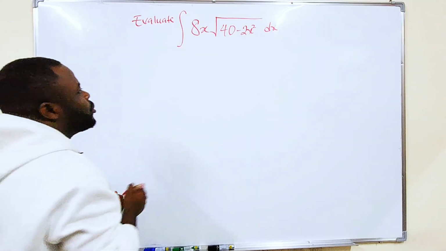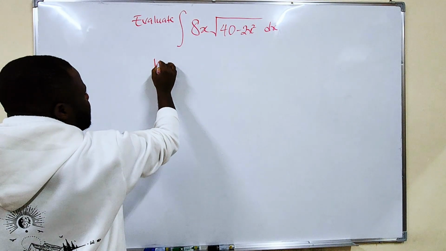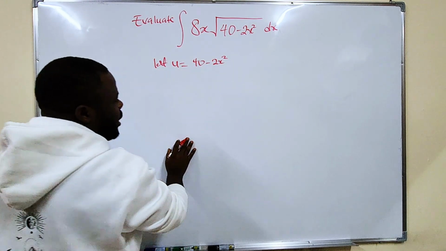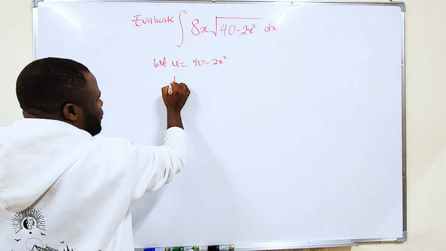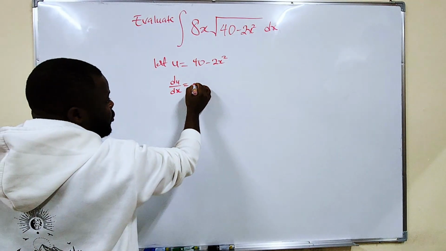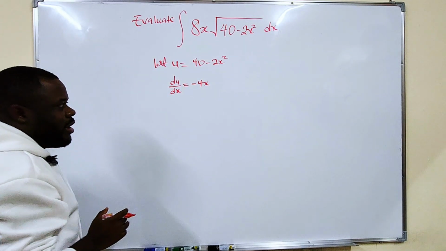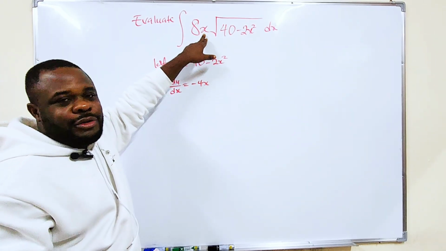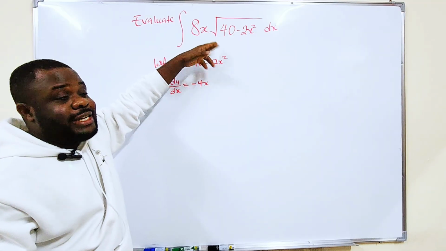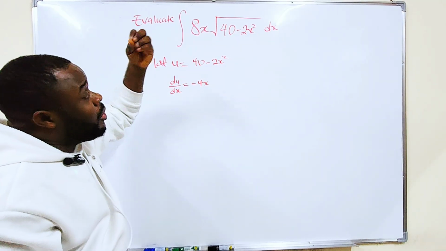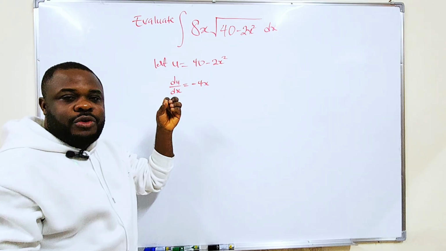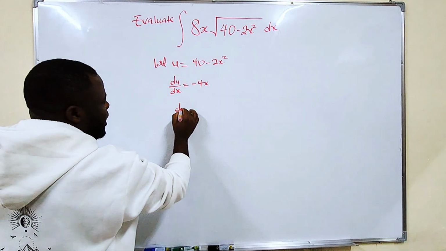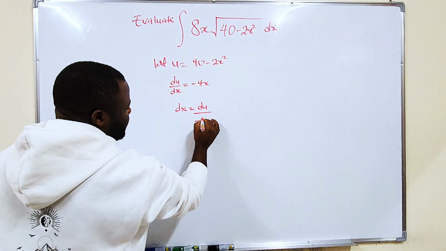For the u-substitution, let u equal 40 minus 2x squared. We can now find the derivative of u with respect to x. This gives us negative 4x. And why are we using u-substitution? We are using it to find a way to cancel out this x, or to represent this x with a particular variable, so that we can use the power rule for this antiderivative. So we can now say that dx equals du over negative 4x.